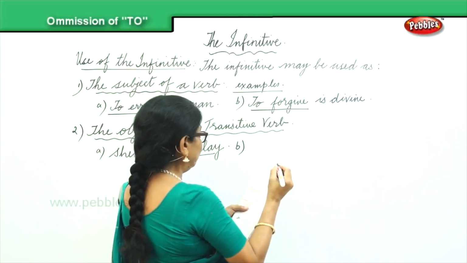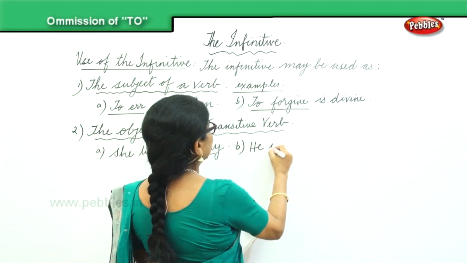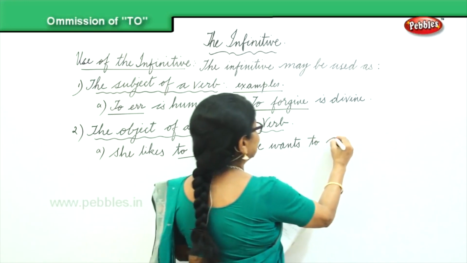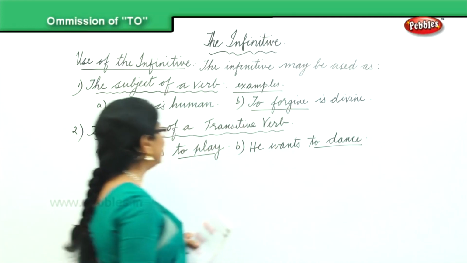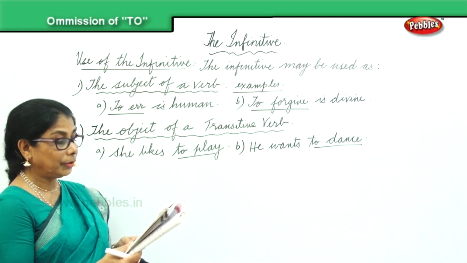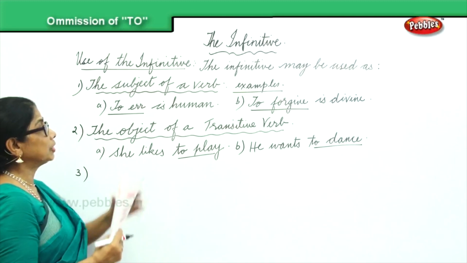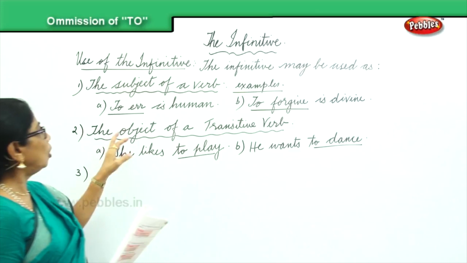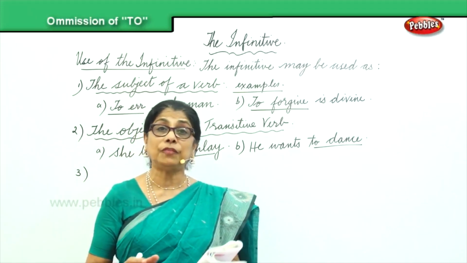Object. Now, object of a transitive verb. He wants. What does he want? He wants to dance. To dance, to play is the object of a transitive verb. Okay? And the third category. First, subject of a verb, to err, to forgive. Object of a transitive verb. And third one we have complement of a verb.